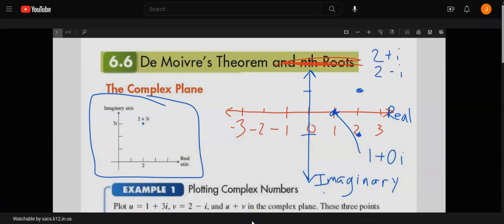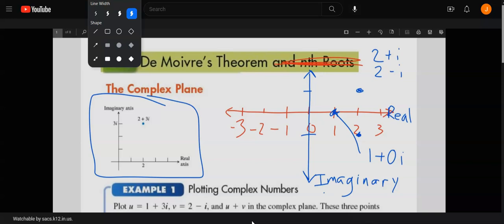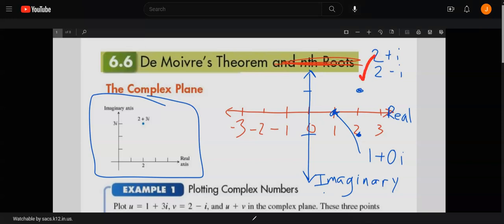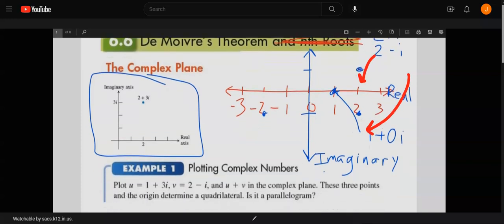Ooh, 2 plus i, 2 minus i. Take a look at those. 2 plus i, that's this one right here. 2 minus i, that's this one right here. Those are not called opposites. They are called conjugates. Opposites would be across the origin. In other words, they would be flipped across the x-axis and the y-axis, so to speak.